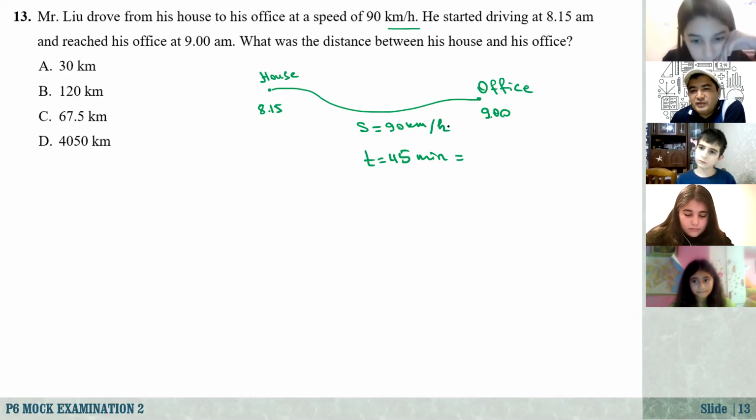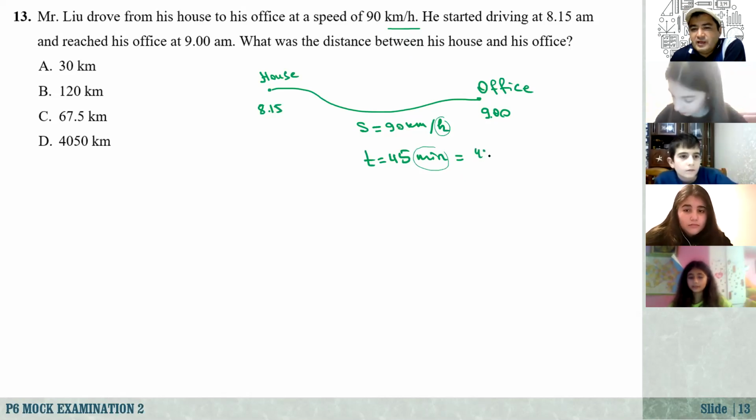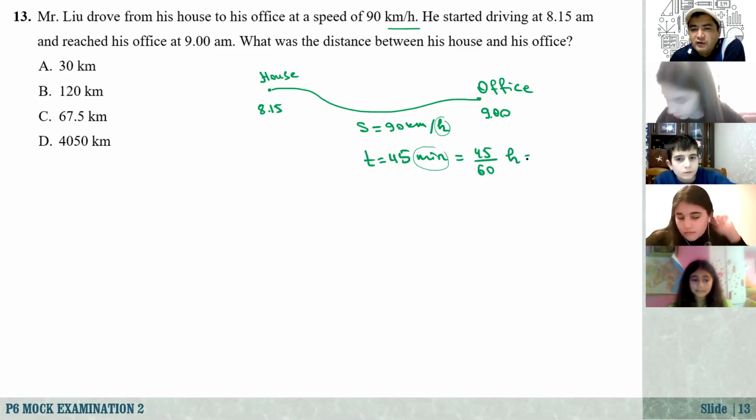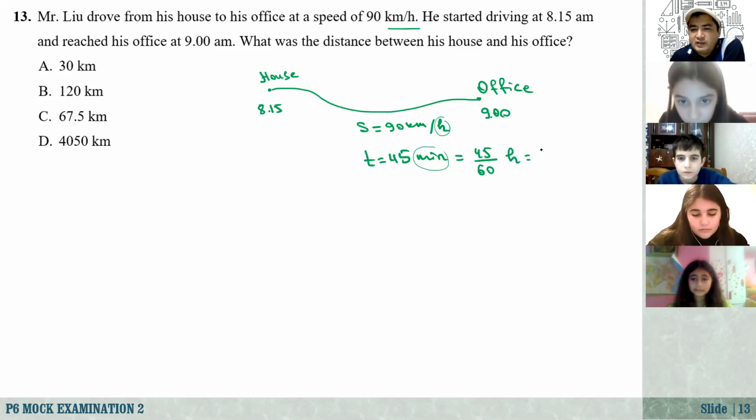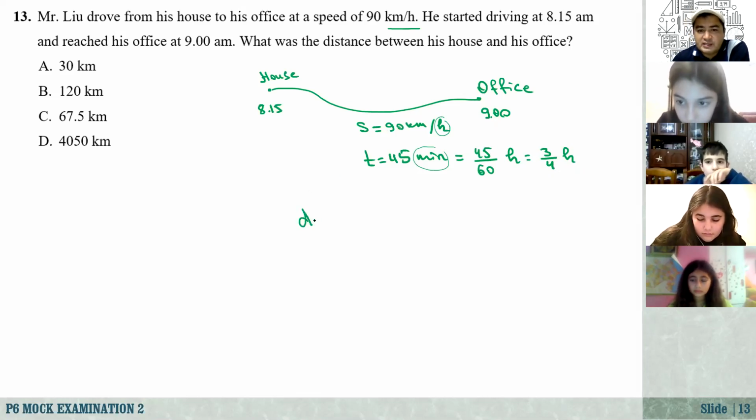As you see, this one is per hour. Also, this should be in hours. Otherwise, you cannot cancel them. So first we have to change this into hours. It is 45 over 60. By 15 it is 3. By 15 it is 4. So actually he reached his office in 3 over 4 hours. That is 45 minutes. Now after that you can multiply: distance equals speed times time.